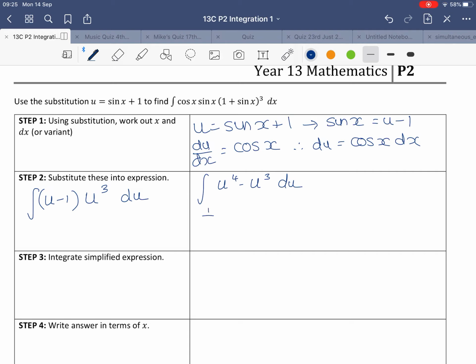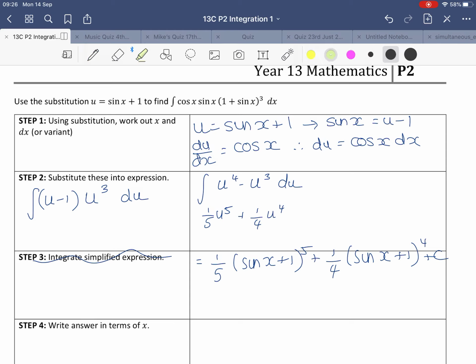So we're going to integrate that, so that's a fifth u to the 5 plus a quarter u to the 4, which is a fifth (sine x plus 1) to the 5 plus a quarter (sine x plus 1) to the 4 plus c. Okay, nice.